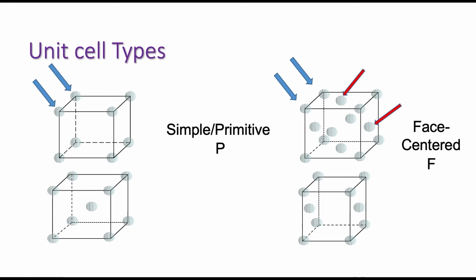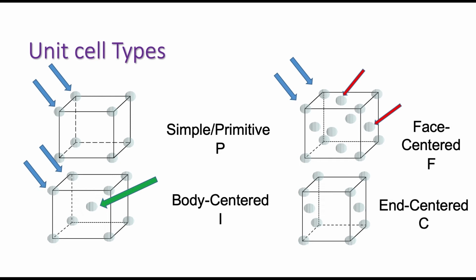The third type is called the body-centered unit cell. The letter used is I. Here, in addition to the atoms at the corners of the unit cell, there is an atom present at the center of the unit cell. And lastly, we have the end-centered unit cell, denoted by the symbol C. Here, in addition to the atoms at the corners of the unit cell, there are 2 atoms at the end faces of the unit cell.